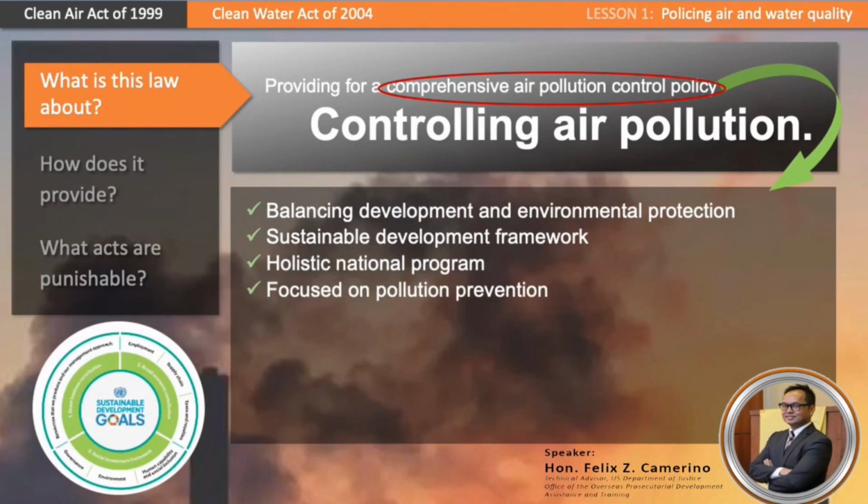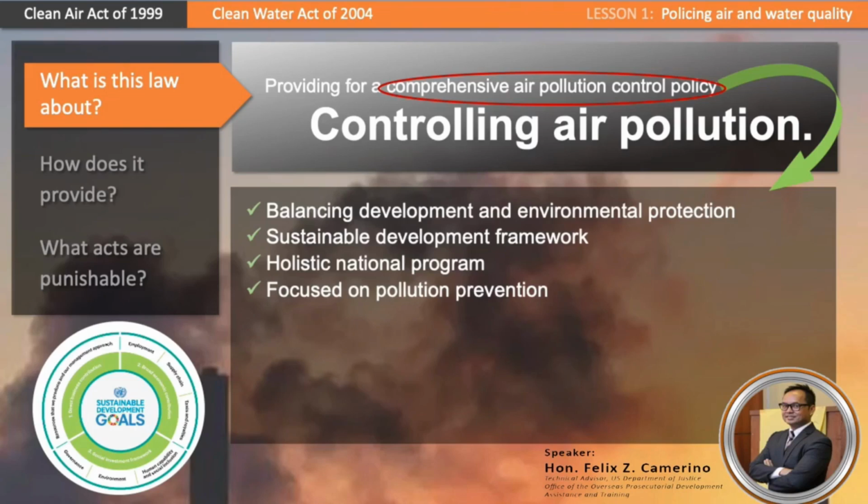Okay, it says also that the program, or at least the policy, should formulate. The policy says that there's a need to formulate a national program. Okay, so the word national used here already speaks to the scope. Hindi lang sa Metro Manila, hindi lang a particular city, but the entire nation. So it speaks to that as its scope.